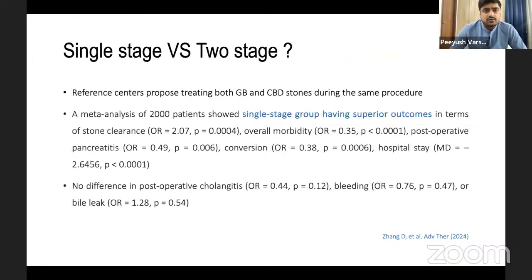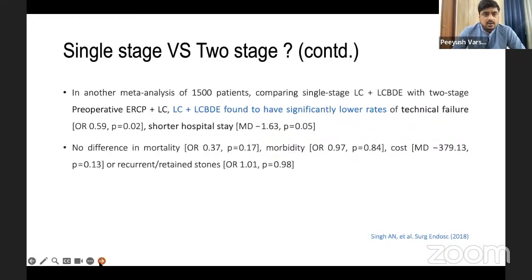Now most centers propose treating both gallstone and CBD stone during the same procedure. Meta-analyses have shown that single stage has superior outcome in terms of stone clearance, overall morbidity, pancreatitis, and conversion. And there is no difference in post-operative cholangitis, bleeding, or bile leak. In another meta-analysis, laparoscopic cholecystectomy with lap CBD exploration was found to have significantly lower rates of technical failure compared to preoperative ERCP, and no difference in mortality or recurrent or retained CBD stones.